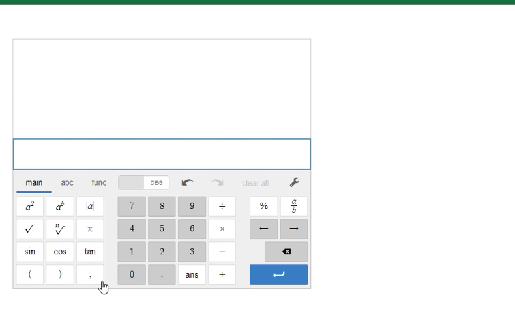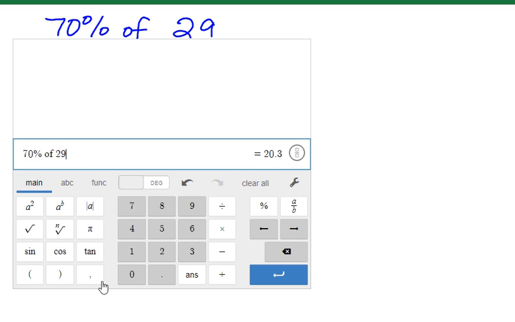Your Desmos calculator is the one that you'll use on your end of grade testing. It's also what I would suggest that you use in class, especially when you're working with percents, because I really like how you can put them in there. For example, if I want to find 70% of 29, I can literally just type in 70, and then when I hit the percent key, it's going to pop up as percent of, which is really nice because most calculators don't do that, and then you're kind of left trying to figure out exactly what it's going to do with that percent key. So 70% of 29, and we get our answer, which is 20 and 3/10.